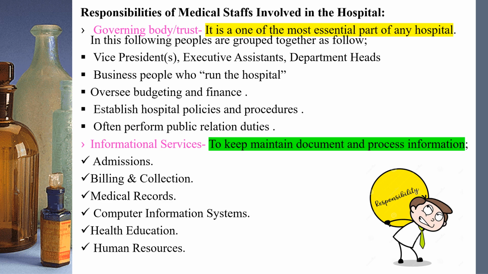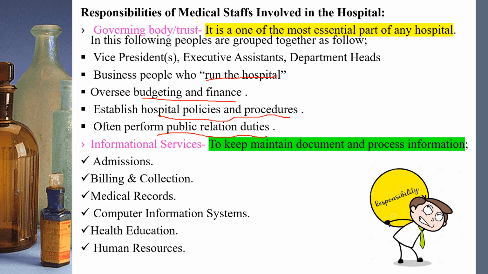Next comes the responsibilities of medical staff which are involved in the hospital. So there is a governing body, as I told you. It is the most essential part of any hospital. So there will be a vice president, executive assistant, department head. Now these people's job is basically to run the hospital, see the budget and finance. They will come up with the hospital policies and procedures and perform other public relation duties.